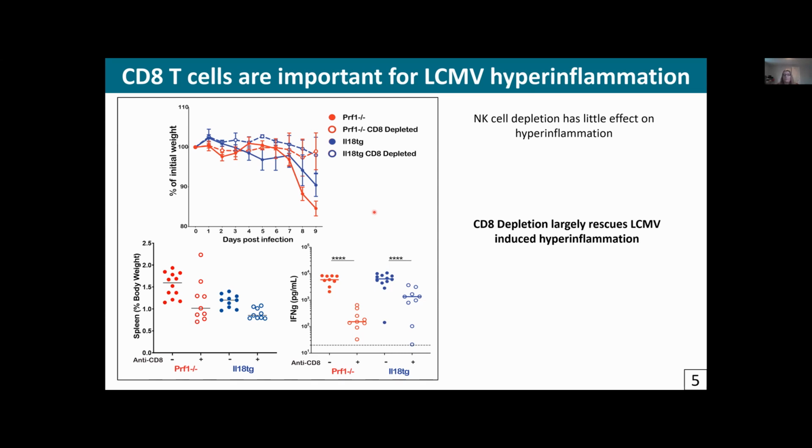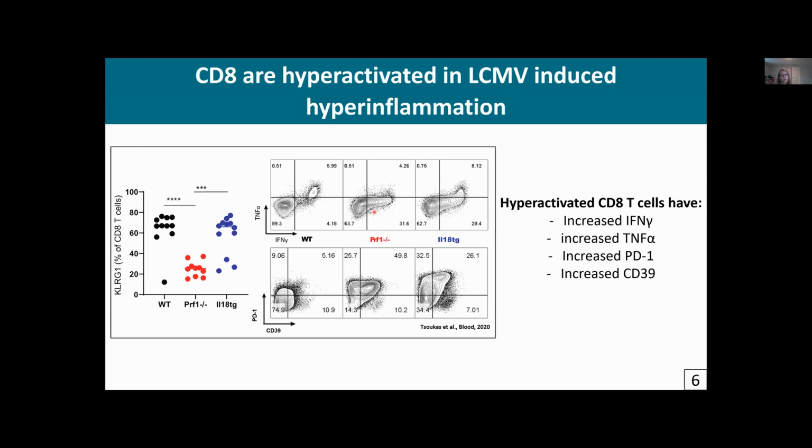we're seeing. And so when we take a closer look via flow cytometry, we saw that the CD8 T cells of both perforin knockout and IL-18 transgenic mice are expressing more TNF and interferon gamma upon in vitro restimulation than in a wild type situation. And that they also have upregulated inhibitory receptors such as PD1 and CD39. However, the perforin knockout and the IL-18 transgenic CD8 T cells are not exactly the same. However, they both are still showing a hyperactivated CD8 T cell phenotype.